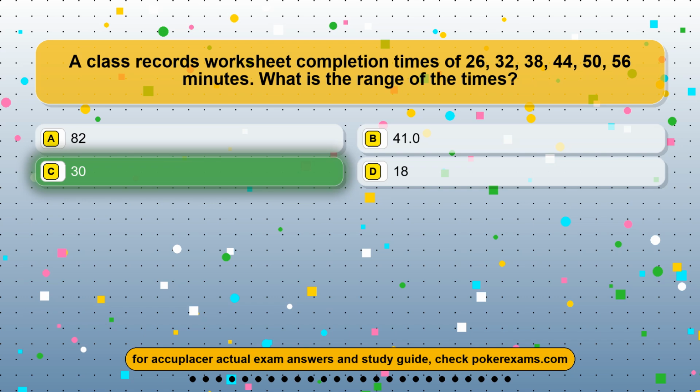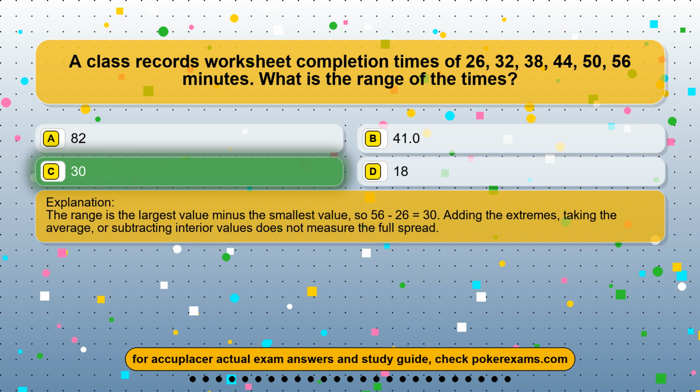The correct answer is option C, 30. The range is the largest value minus the smallest value, so 56 minus 26 equals 30. Adding the extremes, taking the average, or subtracting interior values does not measure the full spread.